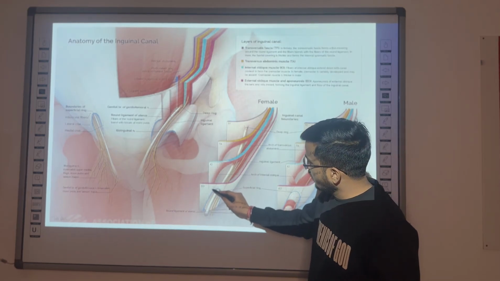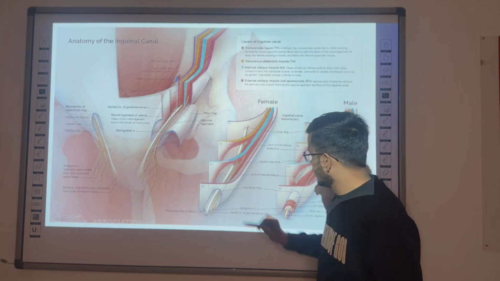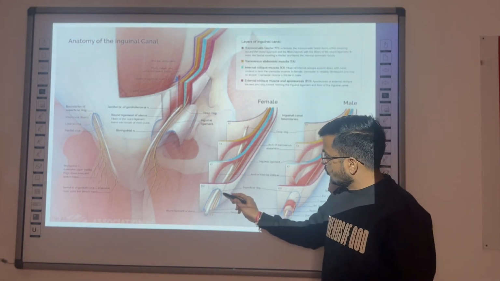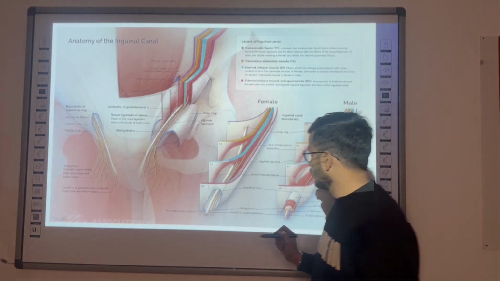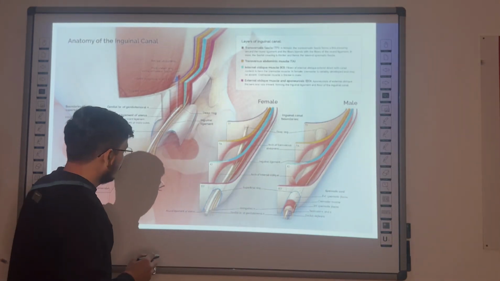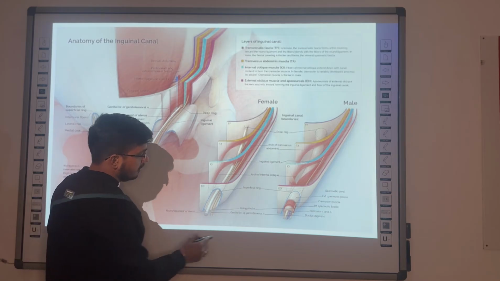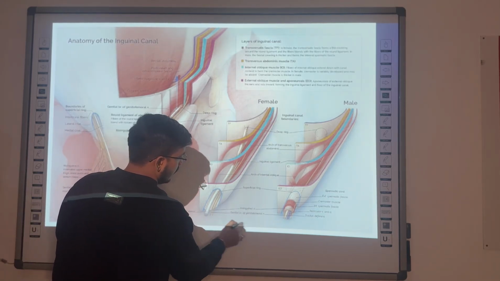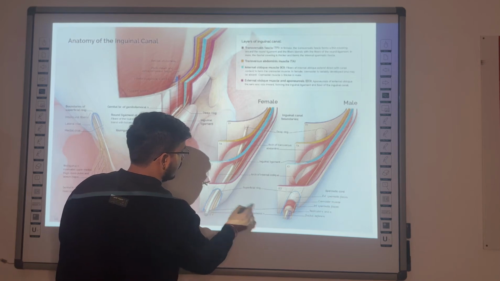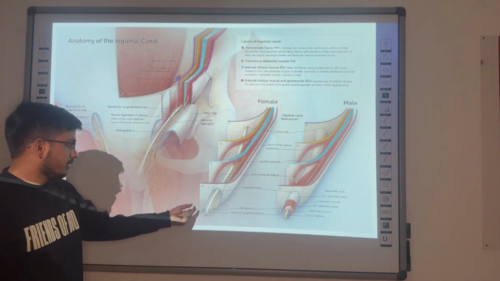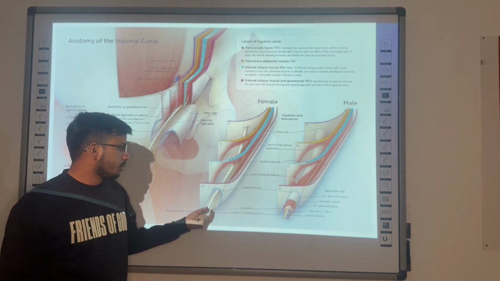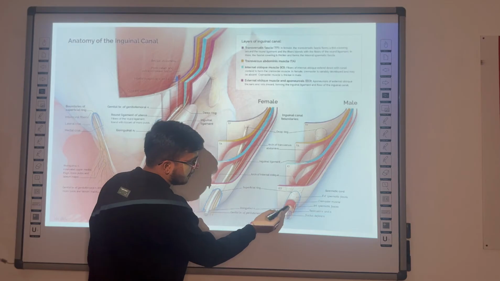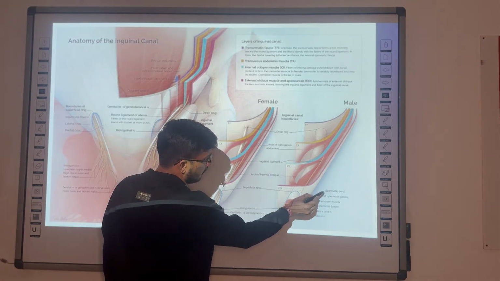present on the external oblique aponeurosis. Through the superficial inguinal ring you can see the round ligament of the uterus, then the genital branch of the genitofemoral nerve, then the ilioinguinal nerve, which pass through the superficial ring. In the case of the male, you can see the spermatic cord.